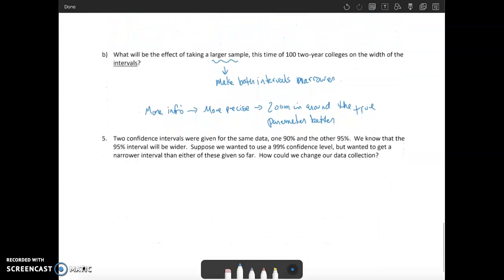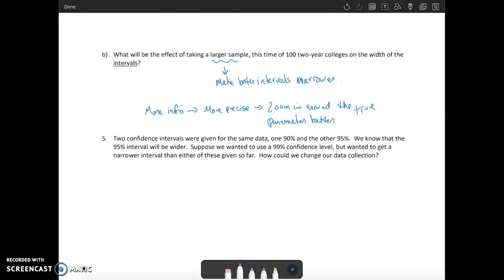And the last question, question number 5, says, 2 confidence intervals were given for the same data. One a 90% and the other a 95%. So again, because it says the same data, we know it was the same sample. So what we do know then is that the 95% interval will be wider.